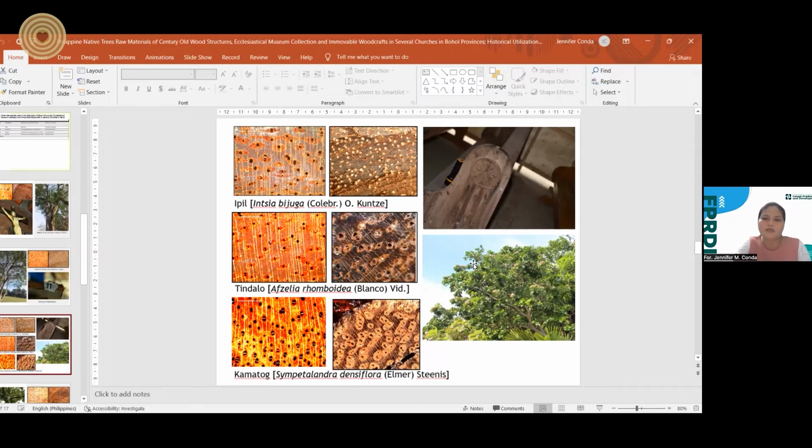As you can see, when this group of species has paratracheal parenchyma, it is usually aliform and confluent. So the Intsia bijuga, we observe it in the crucifix and buffet table, and the Afzelia rhomboidea, some of them are observed in the sofa.